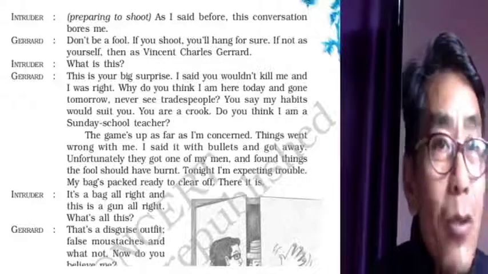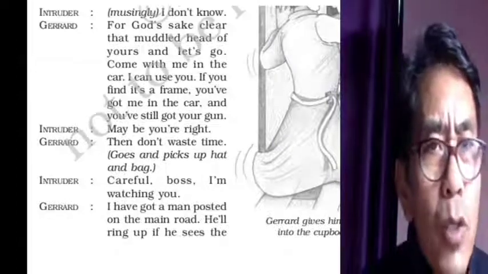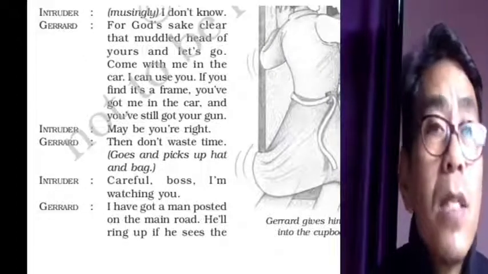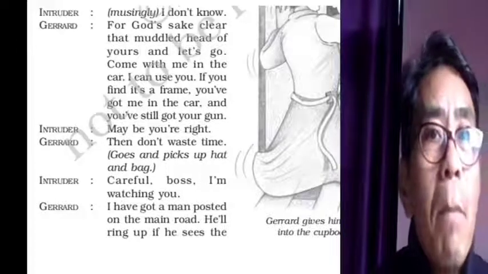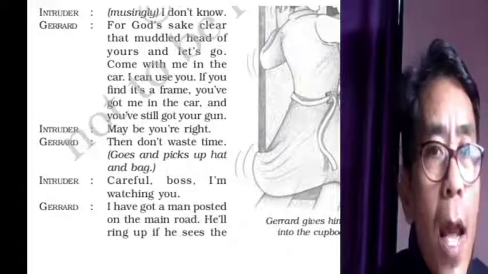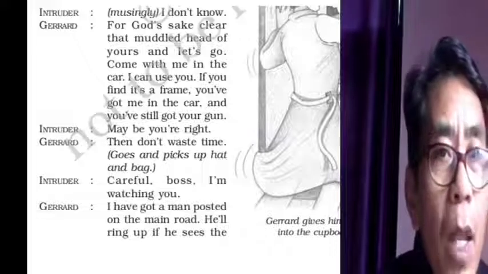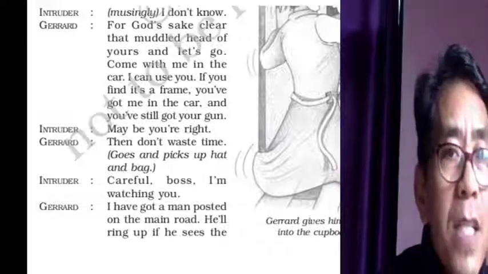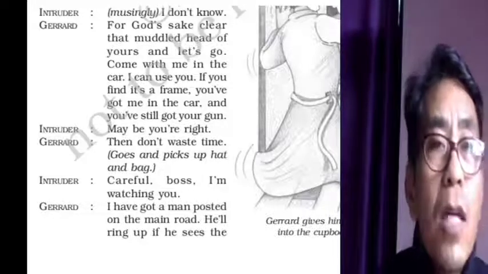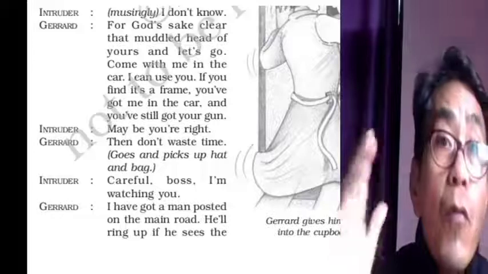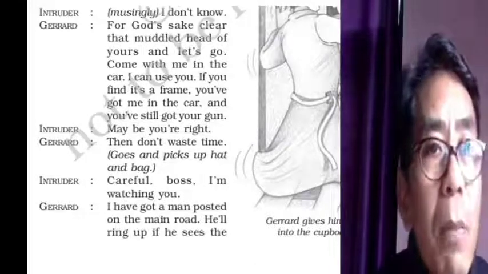So let us see. The intruder was surprised. He was just thinking for himself. He was totally perturbed. And now Mr. Jarrett says, "For God's sake, clear that muddle head of yours and let's go. Come with me in the car. I can use you. If you find it's a frame, you have got me in the car and you have still got your gun." And then Mr. Jarrett said, okay, there's no need for us to delay. For God's sake, don't think about all this. Let us go. You can come with me in my car.